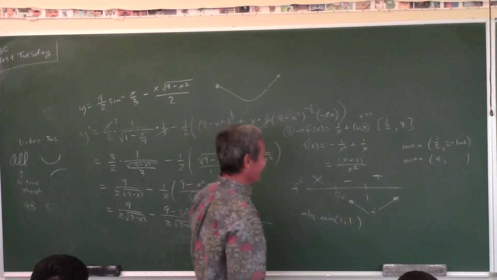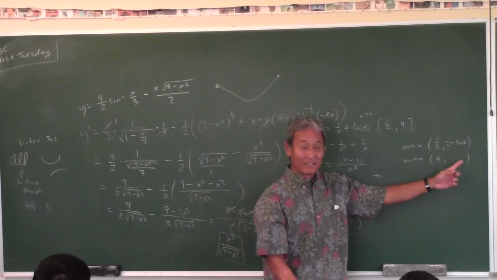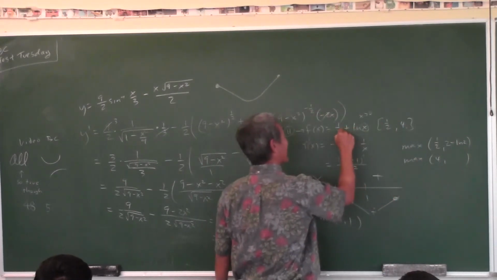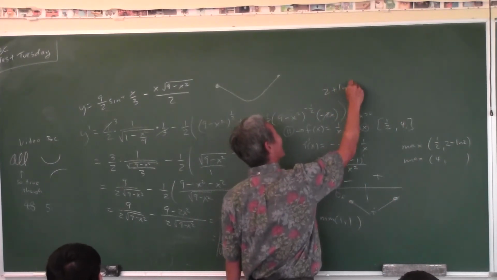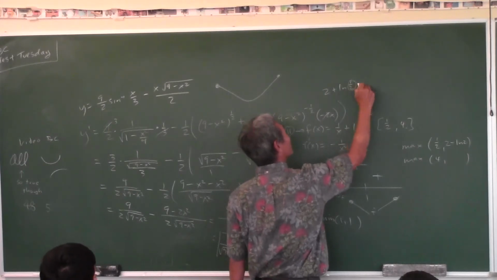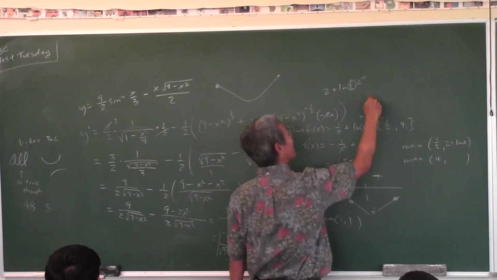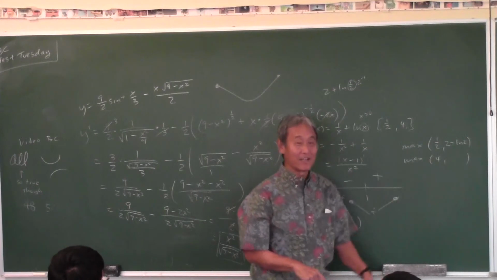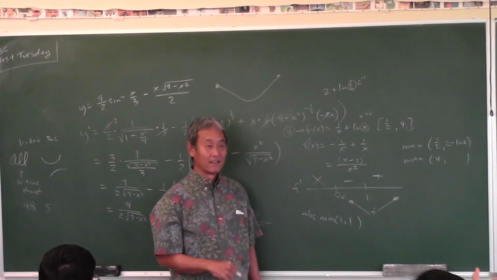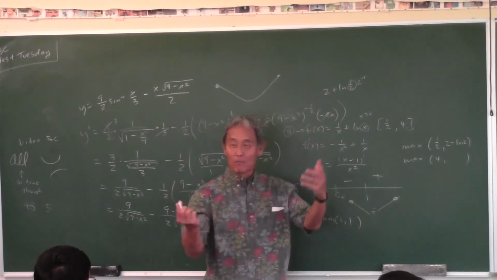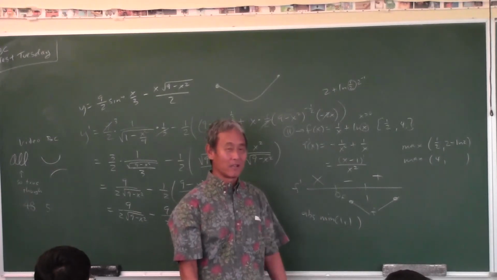Everybody see what he did? He plugged it in and he got 2 plus natural log half. But isn't ln 1/2 the same thing as ln of 2 to the negative 1? And he put the number in the front and he impressed me. Most of the people go, so I do that on a daily basis, right?